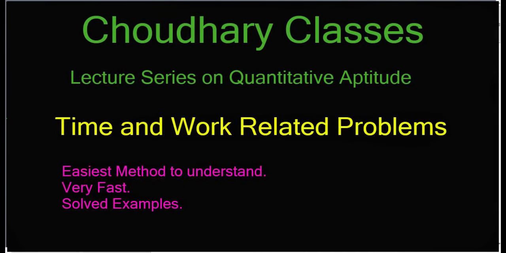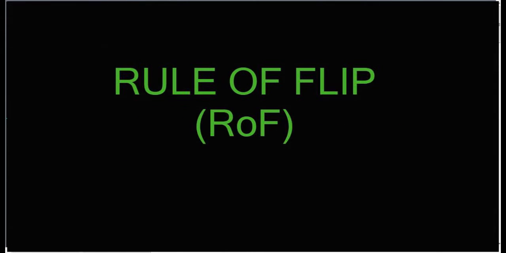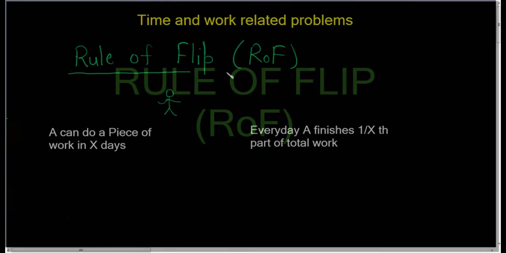Today I am going to start a new series of lectures on quantitative aptitude. I start this series with some problems related to time and work. Before we go into actual problem solving, I would like to explain a simple concept. I name it rule of flip, ROF. So let's see what it says.